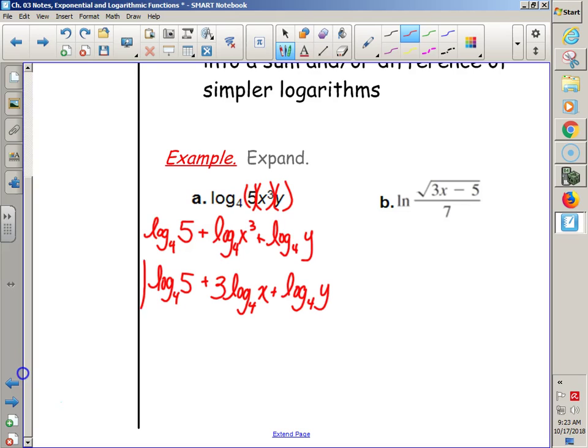All right, there's nothing else we can do. You can look at it. There's a 4 and a 5. Nah. A 4 and an x, a 4 and a y. Nope, nope, nope. All right, we're done. How about this guy?